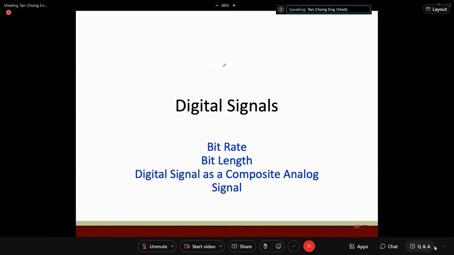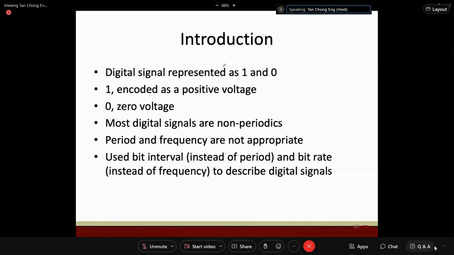All right, let's look at digital signal. In terms of this, we have bit rate, we have bit length. Digital signal is a composite analog signal. So these are the few elements we want to talk about. In a nutshell, digital signal is basically used to represent 1 and 0. But they are a signal. And remember, they are a signal. They are not just data.